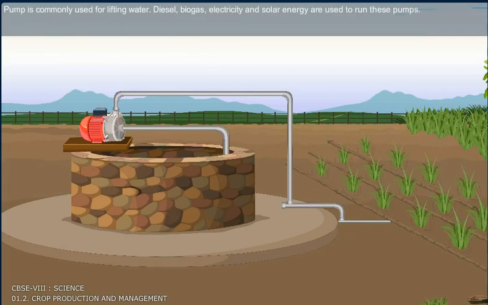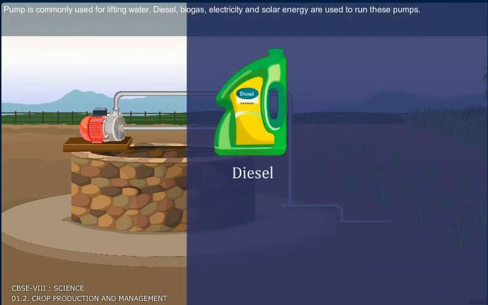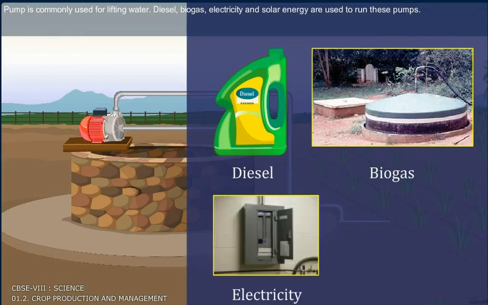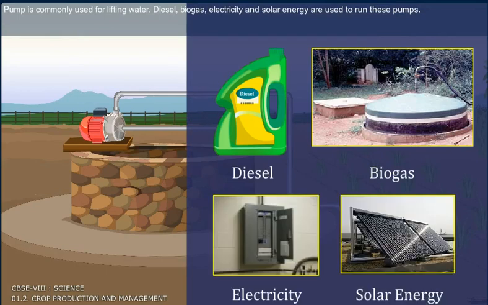Pump is commonly used for lifting water. Diesel, biogas, electricity, and solar energy are used to run these pumps. Modern methods of irrigation. Modern methods of irrigation help us to use water economically. The main methods used are as follows.